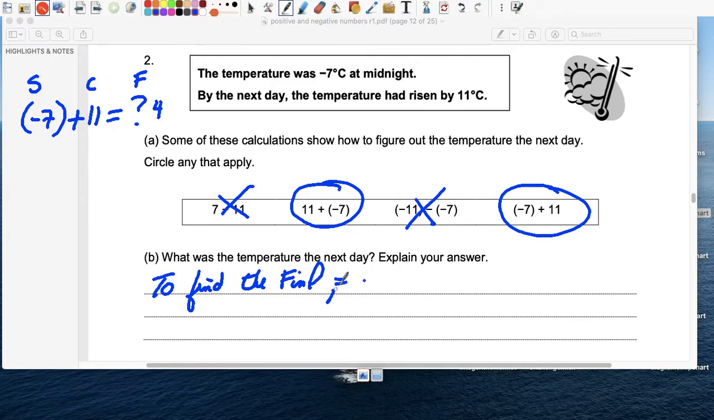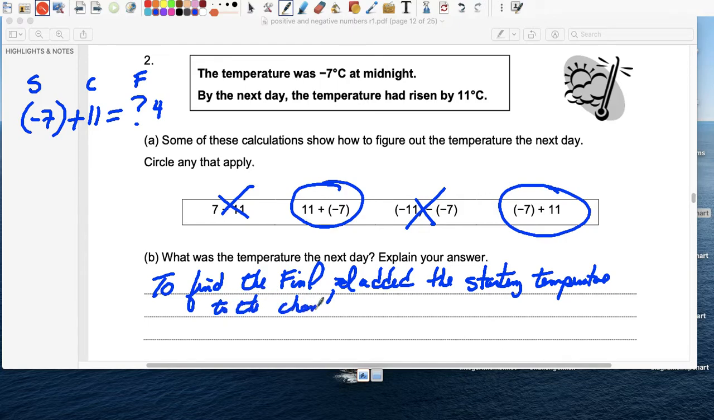I added the starting temperature to the change in temperature, and so on, to get my final temperature. You can obviously write it in your own words. So in this one, final temperature equals starting plus change, right? Anytime you want the final temperature, you take the starting temperature and whatever change, did it increase or decrease, and you get your final temperature.